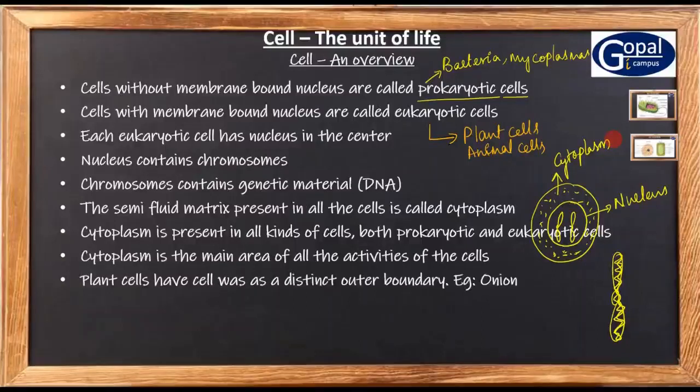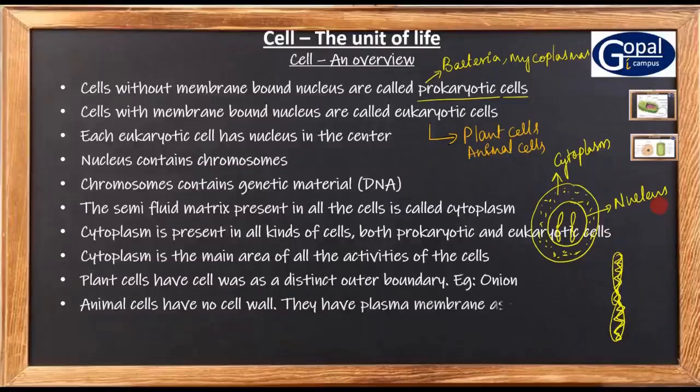And the difference between plant cells and animal cells is that in plant cells, there is a definite cell wall which surrounds the cell, right? But in animal cells, this cell wall is absent. Cell wall is absent in the animal cells.